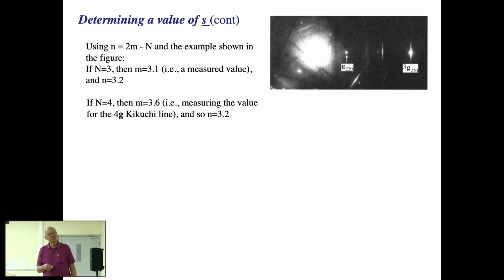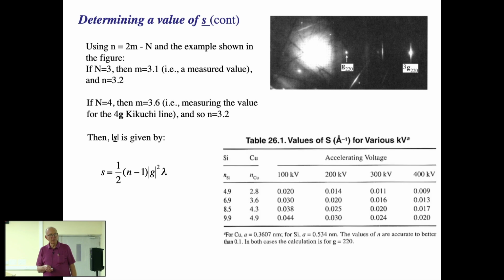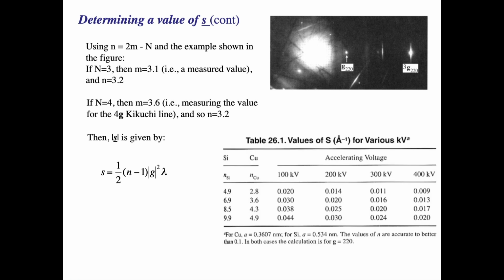And so if N is 4, then m is 3.6, measuring the value for the 4G Kikuchi line, and so n is 3.2. Then S is just given by this equation here, and values of S for various kVs are shown here. So why would you need to measure the value of S? It's because if you're doing computer simulations of your images, then you need to have that well defined. And that's how you'd go about doing it.